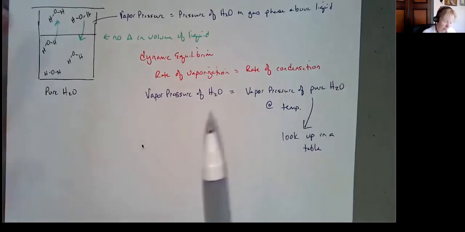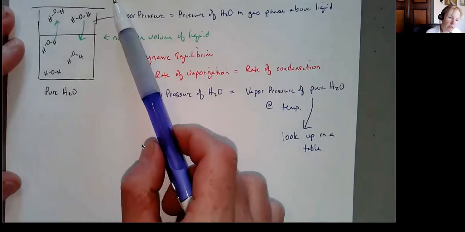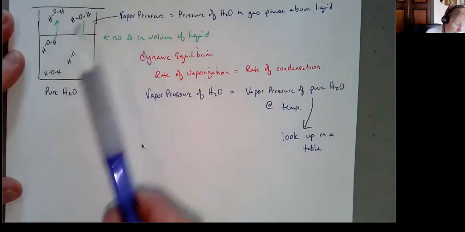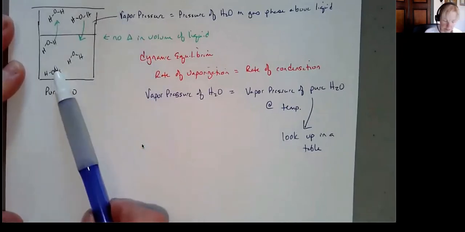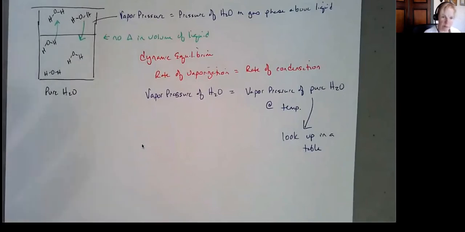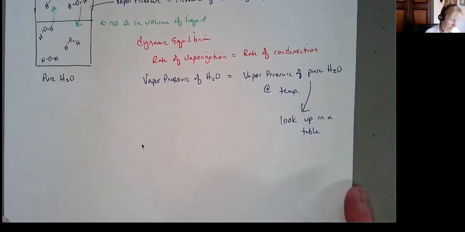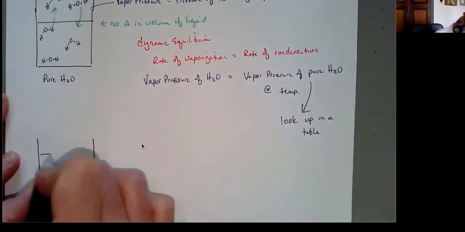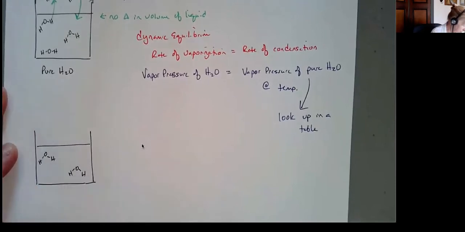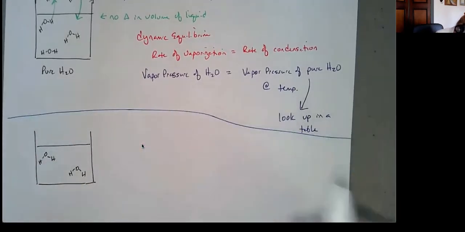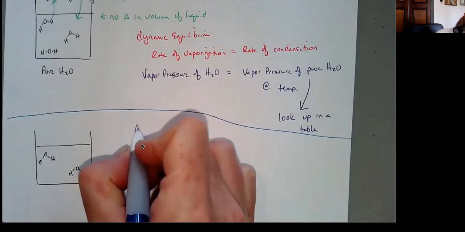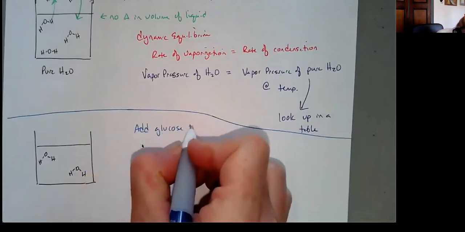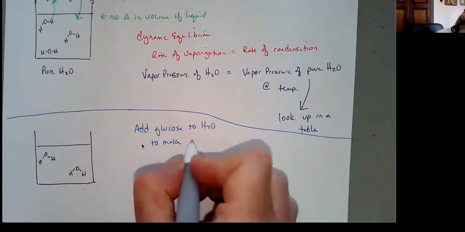But what if this was open to the atmosphere, and what if I had a solute in here? So now I have not pure water, but a solution. Let's say what happens when I add solute. I'm going to take the lid off of this. Now I'm going to have a solution. I'm going to have water in here still, but now I'm going to add in glucose. So I don't have this pure scenario anymore. I'm going to add glucose to my water to make a solution.